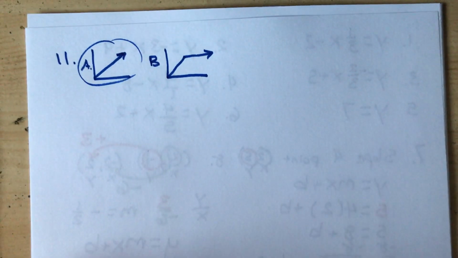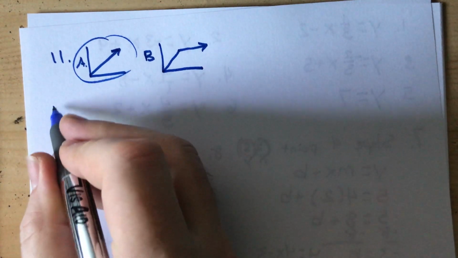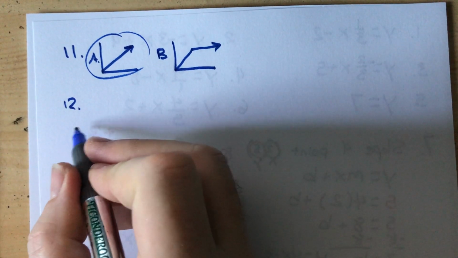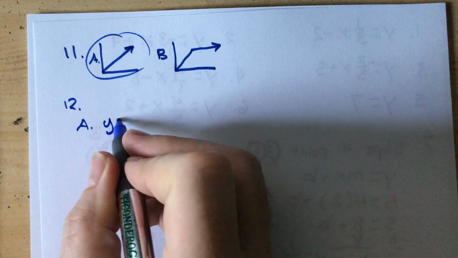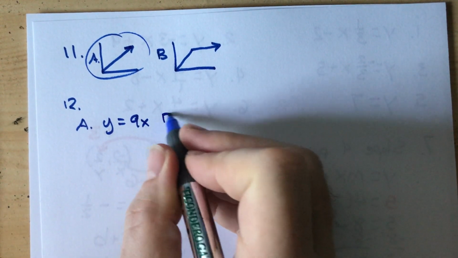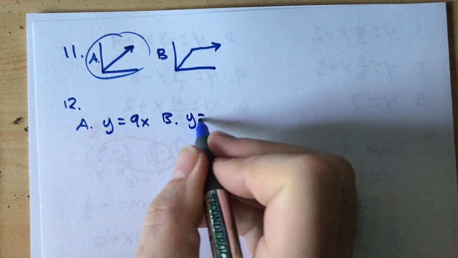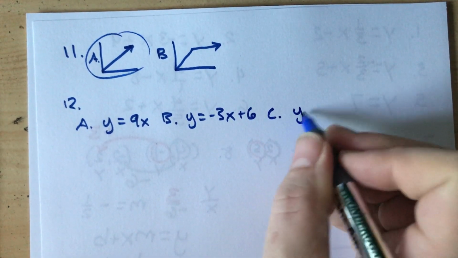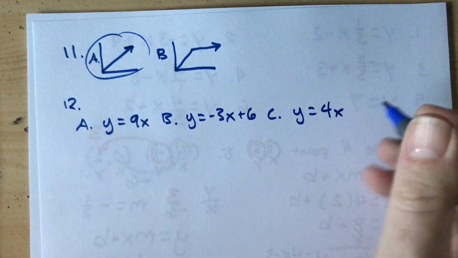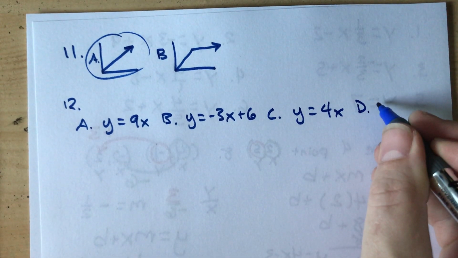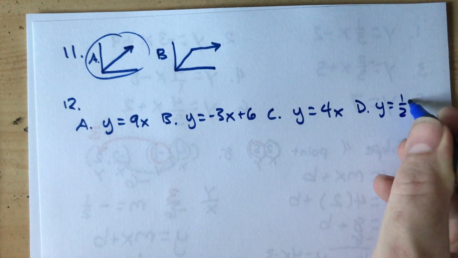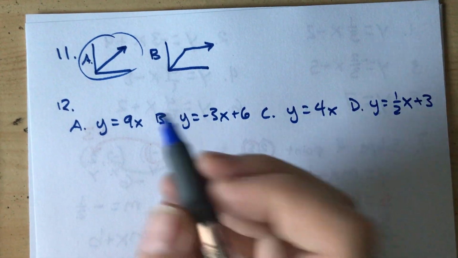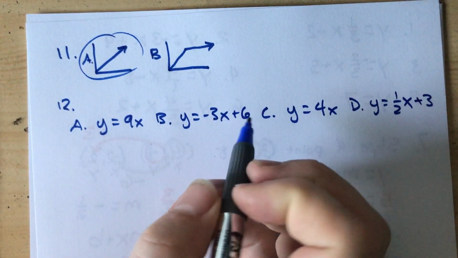Number 12, you have a bunch of linear equations. It says, which equation shows a proportional line? You have A, which is y equals 9x. You have B, which is y equals negative 3x plus 6. You have C, which is y equals 4x. And D, which is y equals 1/2 x plus 3. And it says, which equation shows a proportional line?